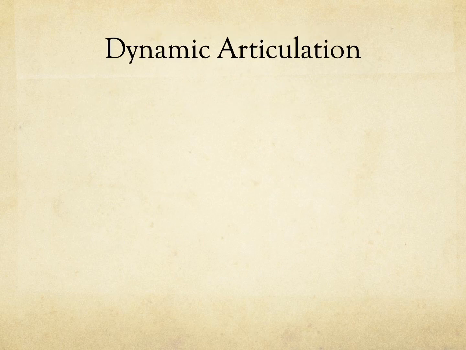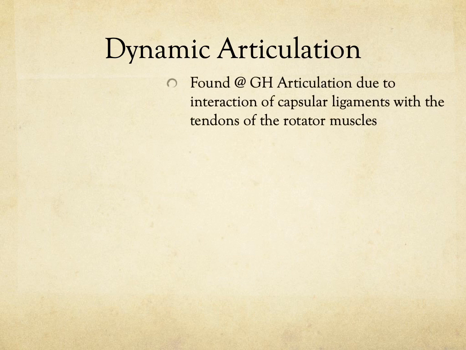So those articulations that need additional support, we reference as being dynamic articulations. We'll talk about two such examples here of a dynamic articulation. The first one is at the glenohumeral articulation. And this is where we have capsular ligaments that meld and mesh with the tendons of the rotator cuff muscles.